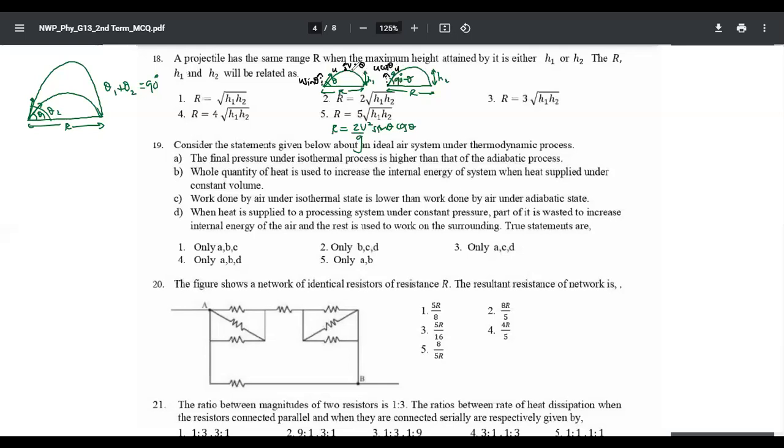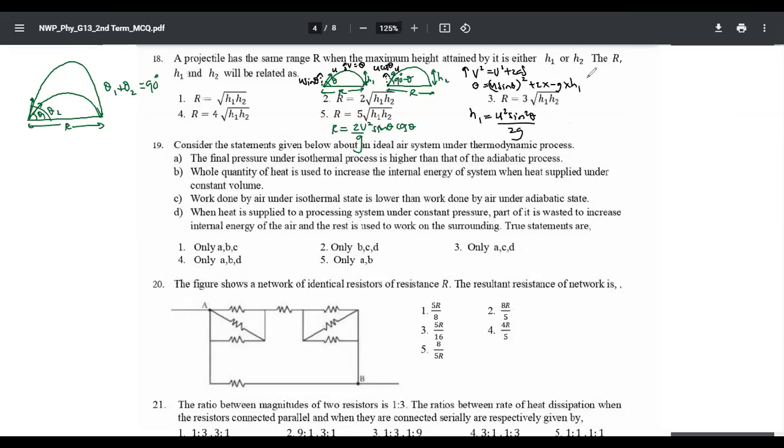So when you want to find h1, what will you do upwards? You say v squared equals u squared plus 2as. V is 0. U is u sine theta, so u sine theta whole thing squared, plus 2 into minus g into h1. So that will give you h1 equals u squared sine squared theta over 2g.